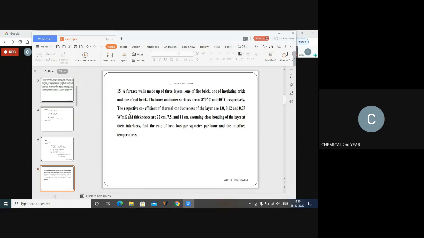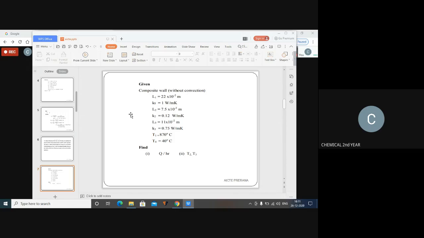Just assume that all the layers are in close bonding at their interfaces. Now we have to find the rate of heat loss per square meter per hour and the interface temperatures. This is the given data, for a composite wall without convection.